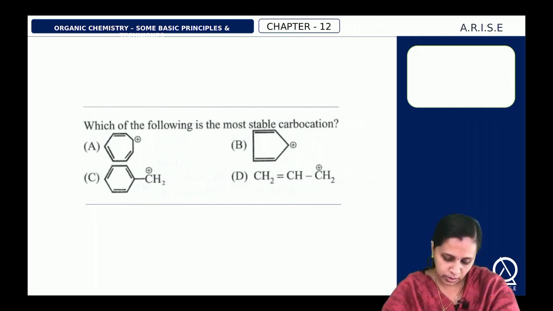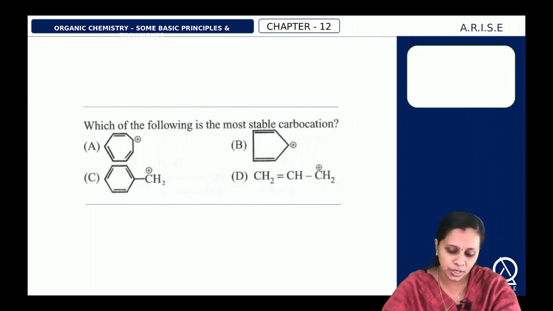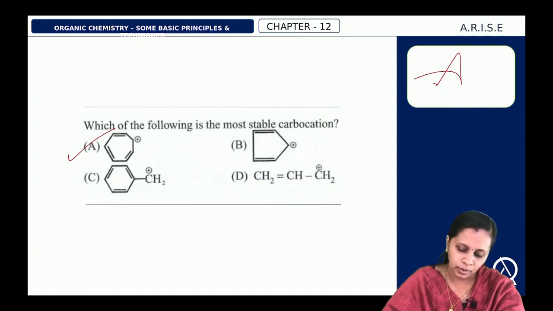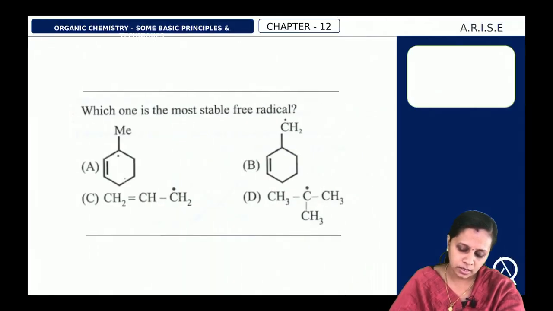So here all the carbocations are stabilized by resonance. Greater the resonance, greater will be the stabilization. So which is having a greater number of resonance structures? Obviously option A is having a greater number of resonance structures, so that will be having greater stabilization. So that is option A. Okay. Now moving on to the next question.